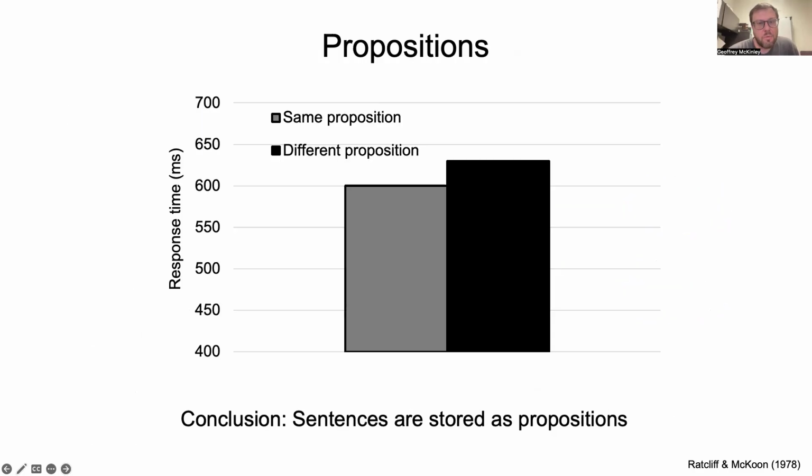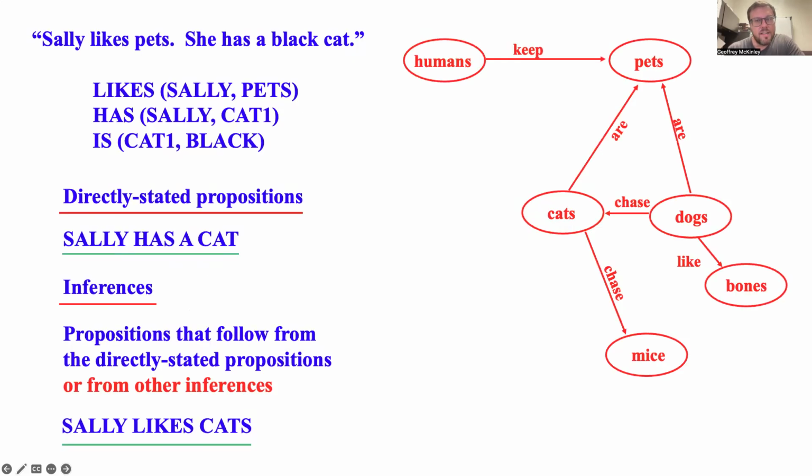And so that's indeed what they found, right? Target words were recognized faster when primed by words from the same proposition relative to when primed by words from a different proposition. And the conclusion from this is that sentences are stored as propositions. And so we can store propositions, right?